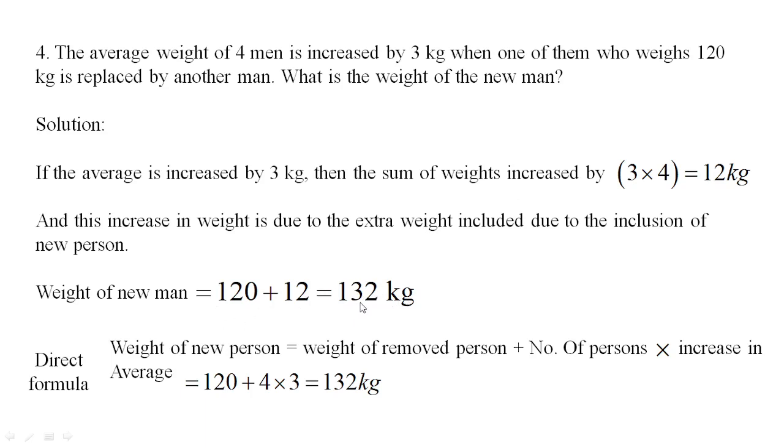Now to solve this question we can use this formula as well. Weight of new person equal to weight of removed person plus number of persons into increase in average. Weight of removed person 120, number of persons 4, increase in average 3. 120 plus 4 into 3 is 132 kg.